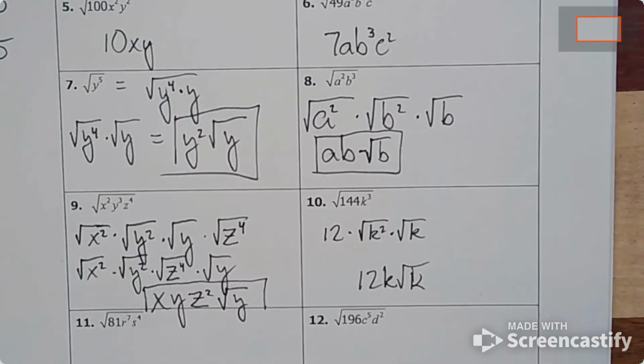So we're still square rooting our regular numbers as we normally would. And then anything that's an odd exponent, we're breaking apart into an even and then one left over.